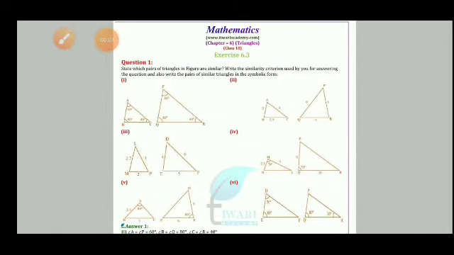We are going to discuss the exercise 6.3 questions of chapter 6, that is Triangles. Question number 1 is given here: state which pairs of the triangles in the figures are similar. Write the similarity criteria used by you for answering the questions, and also write the pairs of the similar triangles in the symbolic form. Okay, let's start with the very first question.